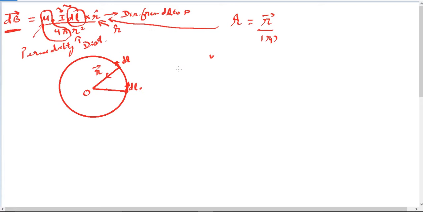If we use this expression and we integrate it for this circle, so if dl is this small length of the conductor, and if we integrate it over the entire circle, we'll get the expression that we want. So integral of dB is just B, which should be equal to integral of mu naught I over 4 pi dl cross unit vector r over r squared.